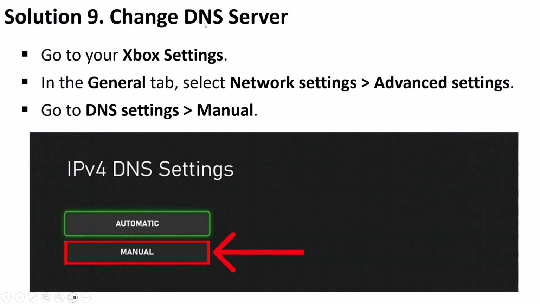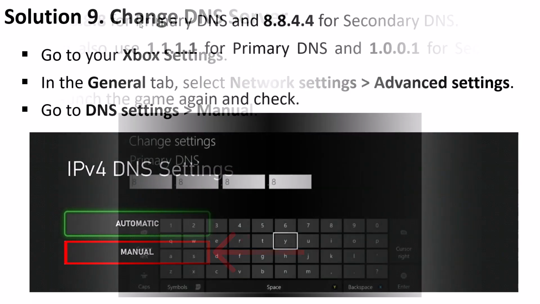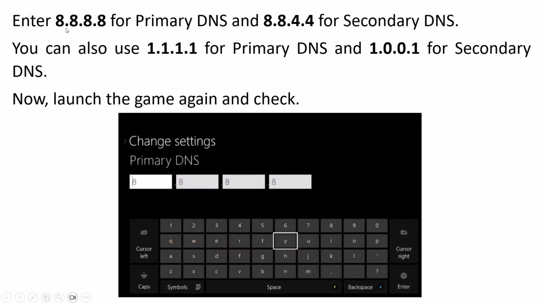Solution 9 is to change DNS server. So go to your Xbox settings, in General tab select Network settings, Advanced settings, go to DNS settings, Manual. Now in the primary DNS enter 8.8.8.8 and in secondary DNS enter 8.8.4.4 and save it and then go ahead, launch the game and check. If that doesn't work, then repeat the process and this time in the primary DNS enter 1.1.1.1 and in secondary DNS enter 1.0.0.1 and then save it and then again relaunch the game and check if your problem is solved or not.